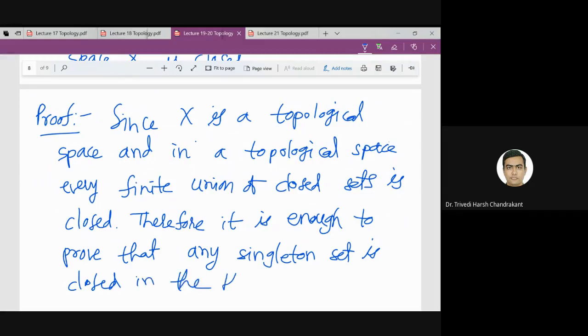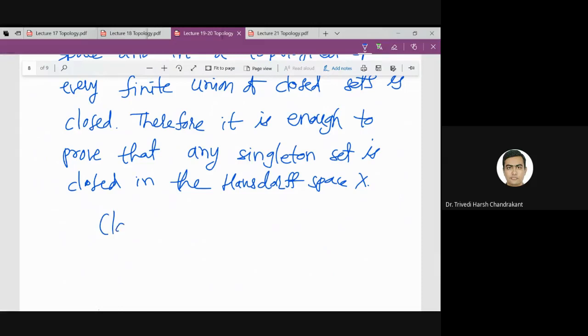In the Hausdorff space. So this is our claim. So what is the claim? The claim is that singleton, suppose x naught is an element of X, then we want to show that {x naught} is closed in the Hausdorff space.